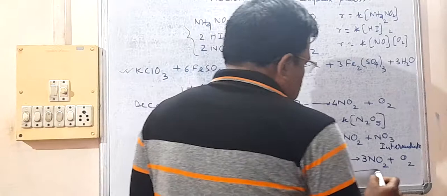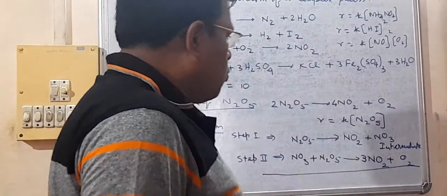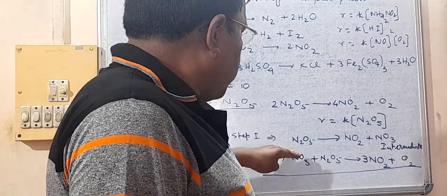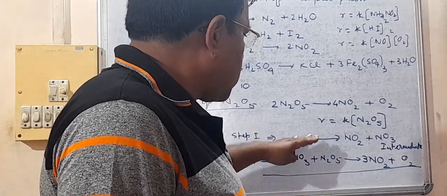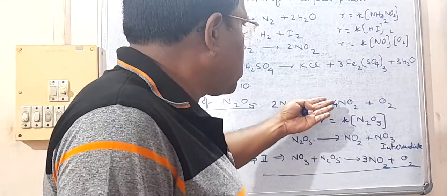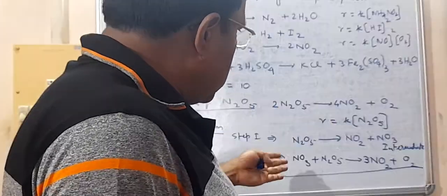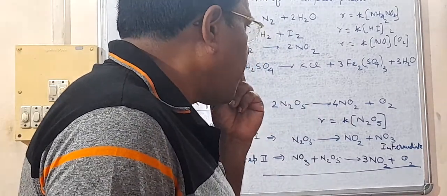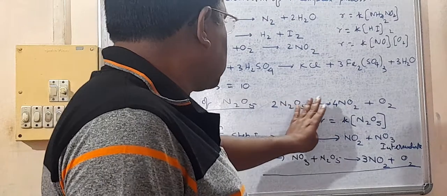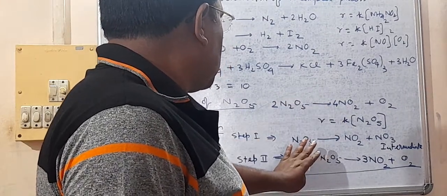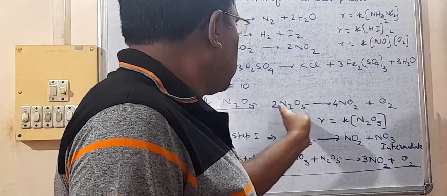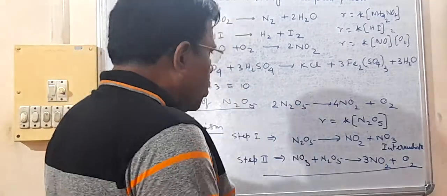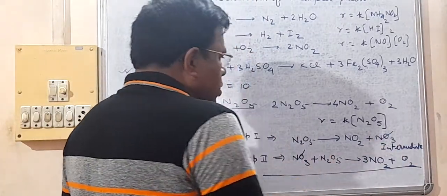Now there won't be any more steps. Whether it is correct or not, on adding the steps, the main equation should come. You can see if you add these 2, this is going to come. So this is the mechanism, a mechanism supporting this complex process, because on adding these we cancel the intermediate and we get the main reaction.